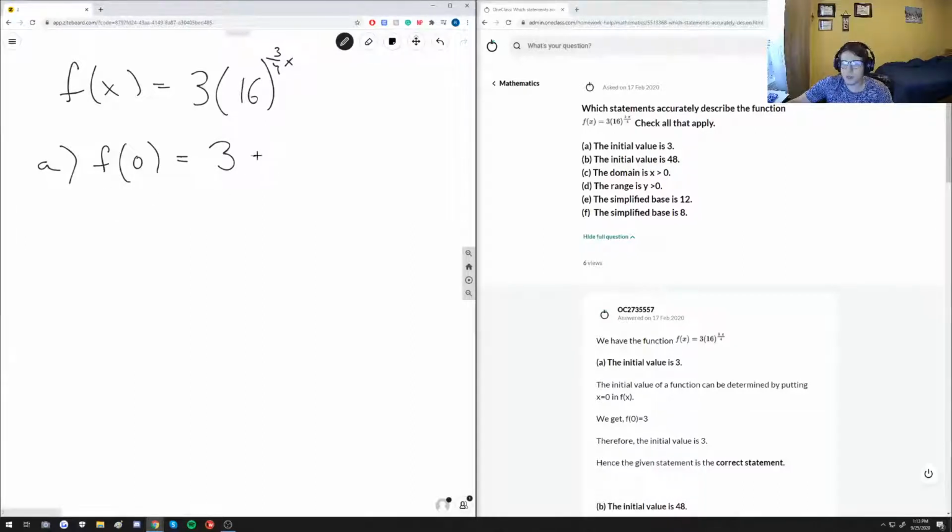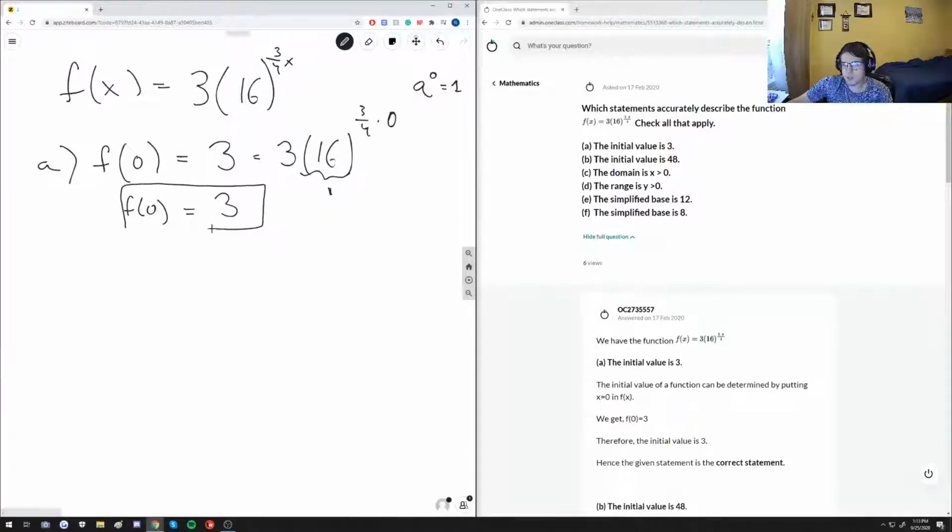So by plugging in 0 into this equation, we get 3 times 16 to the 3/4 times 0, which is just the 0, right? Because any number times 0 is 0. Now, whenever you have any number a raised to the 0 power, that's always 1. So we know that this term is equal to 1. So it would just be 3 times 1, which is 3. So f of 0, the initial value of f, is equal to 3. So this is correct.